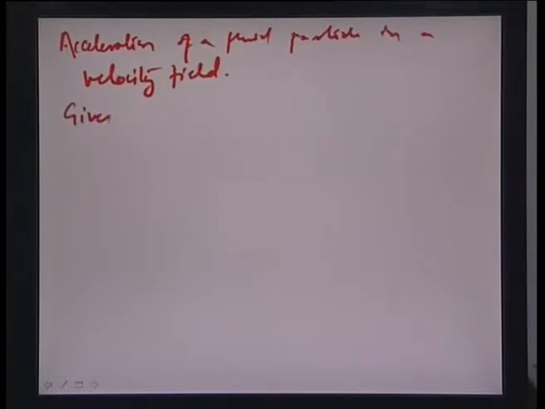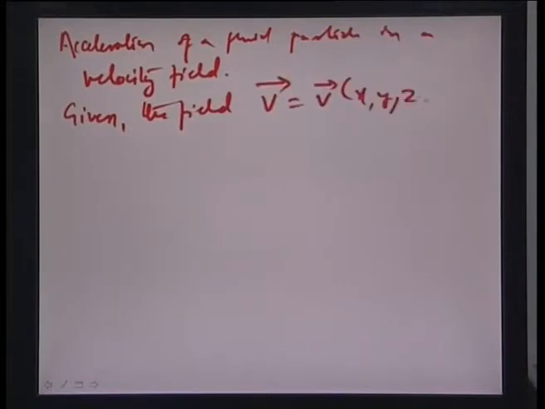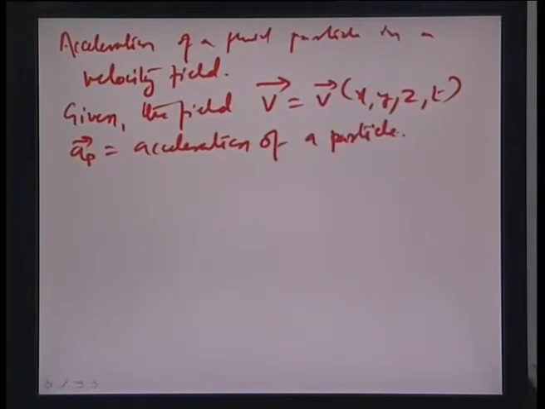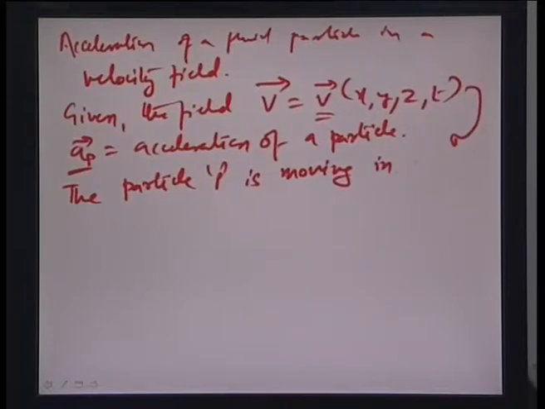So given the field V as a function of x, y, z and time, space time, let us assume AP is the acceleration vector of a fluid particle. We want to find out what AP is in terms of velocity. Let us say the particle P is moving in the velocity field as represented above in equation 1.